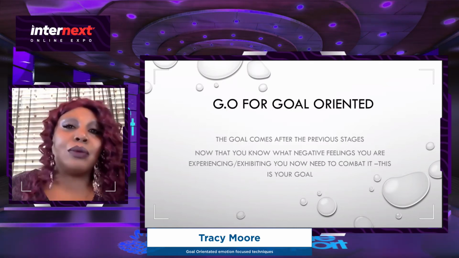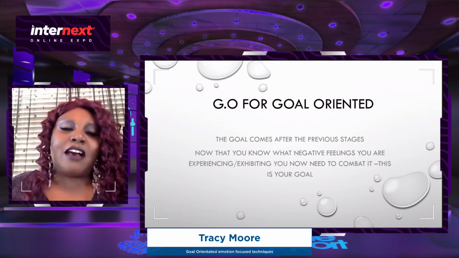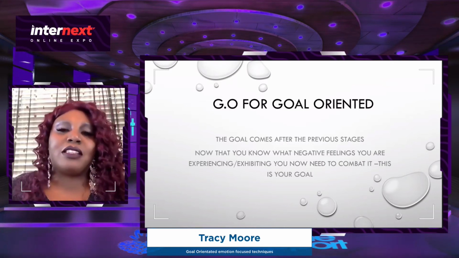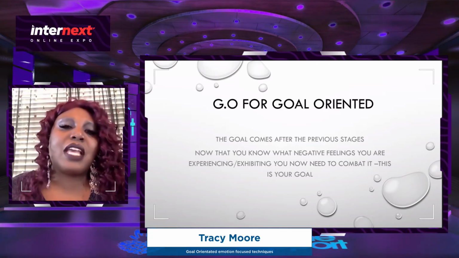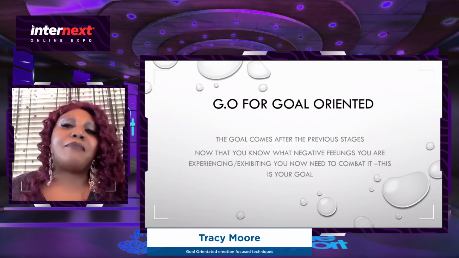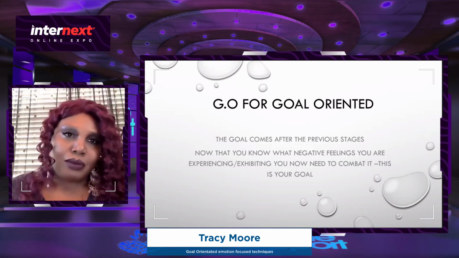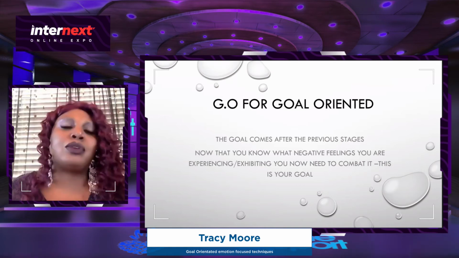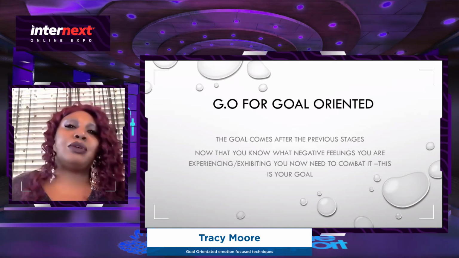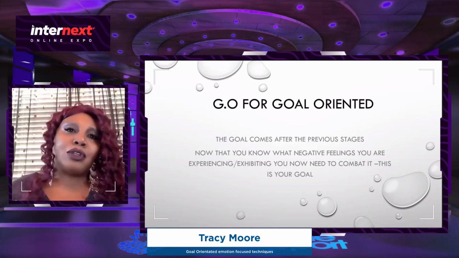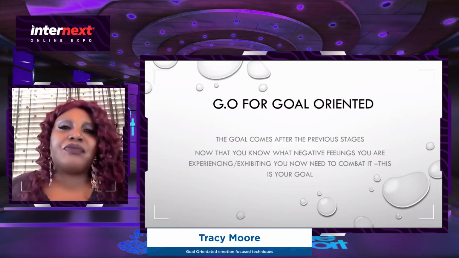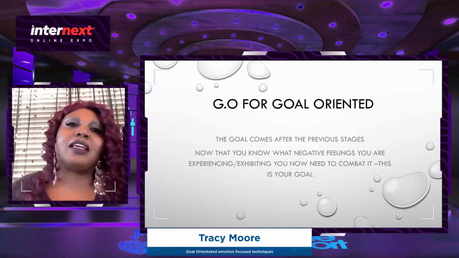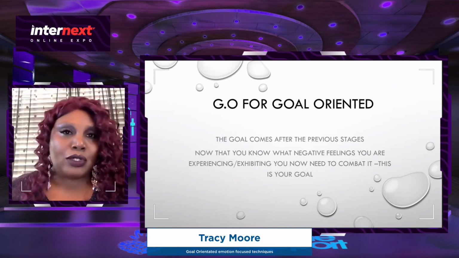So the GO for goal oriented, the goal comes after the previous stages. So now that you know what negative feelings you're experiencing and exhibiting, you now need to combat it. This is your goal. How do you pretty much control yourself? How do you control your emotions? How do you control your behavior? How do you turn everything around and say, okay, you know what? This is the conflict. This is what I'm feeling. And then what is it that you need to do?